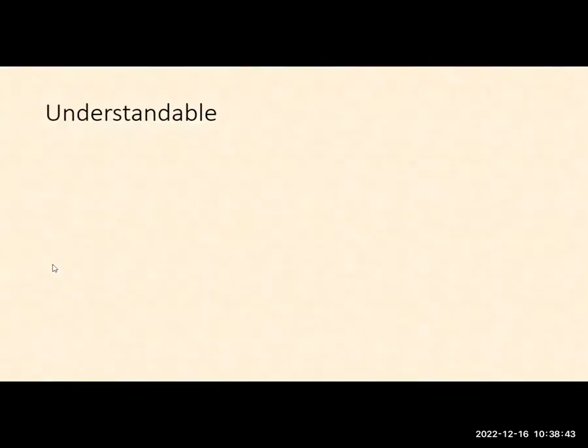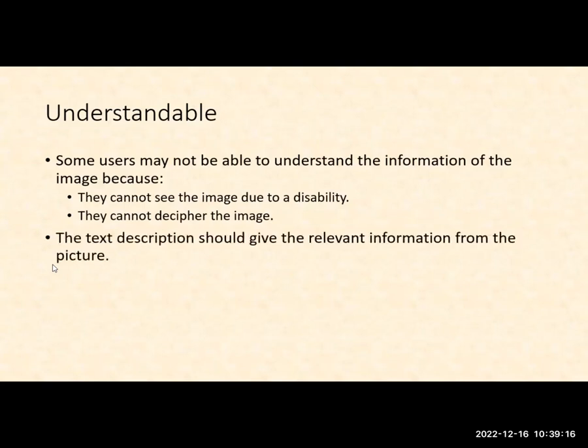Understandable. This is the second of the 4 principles that could give issues with images if they are not done correctly. Some users may not be able to perceive or understand the content of an image because they may have a visual disability that keeps them from seeing it. Or it could be that they just cannot interpret or decipher the image. The text description should give the relevant information that the picture is about.